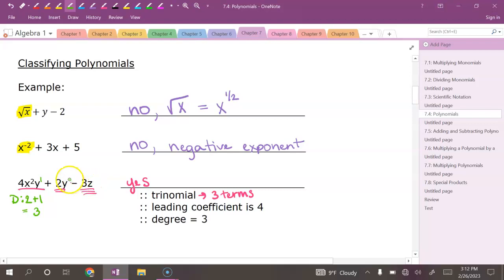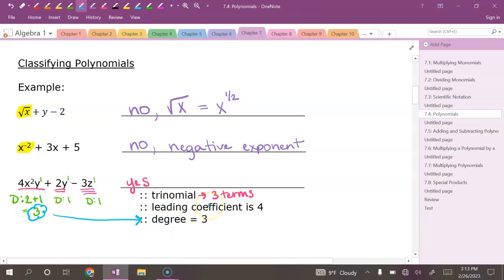Then if I look at the degrees of my next 2 terms, they each only have 1 letter, and they're both standing alone, so they have exponents of 1. The degree for the second term would be a 1, and the degree for this one would also be a 1. To figure out the degree of the whole polynomial, remember we said up above that it's the degree of the highest monomial. The highest monomial was this 3 here, so that's why they're saying the degree is 3.